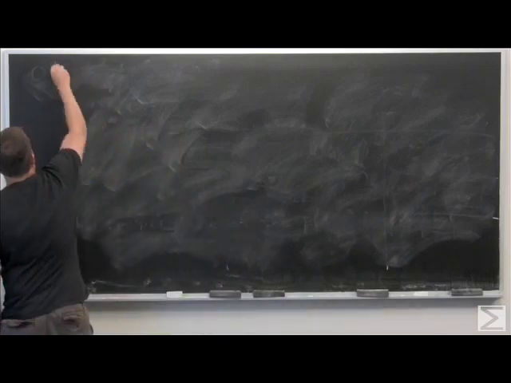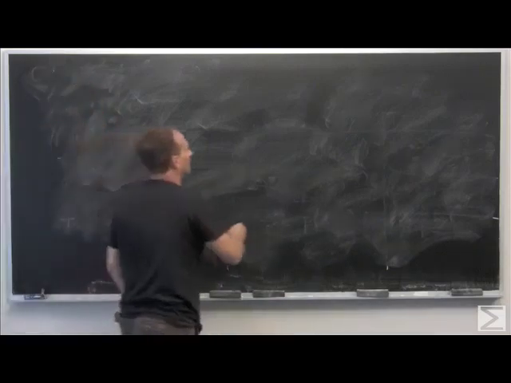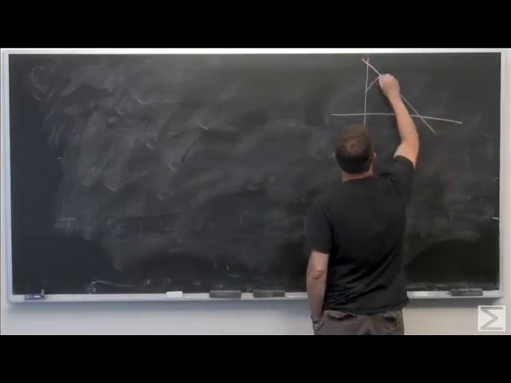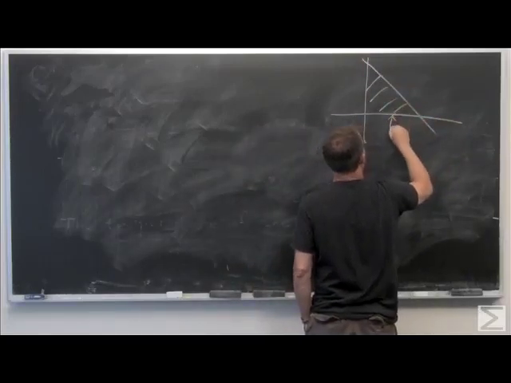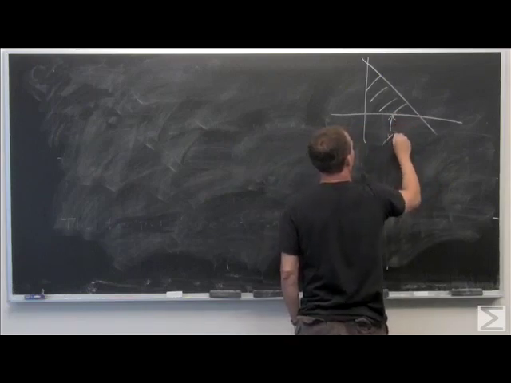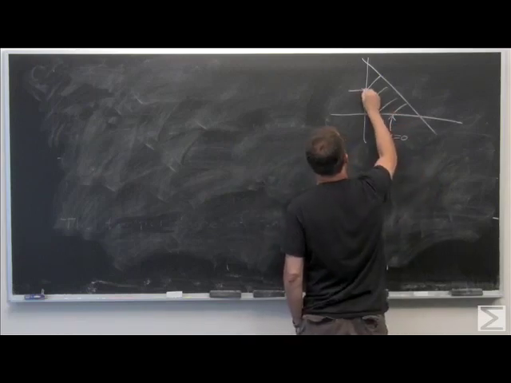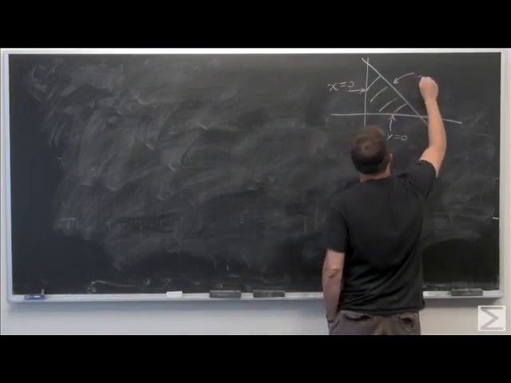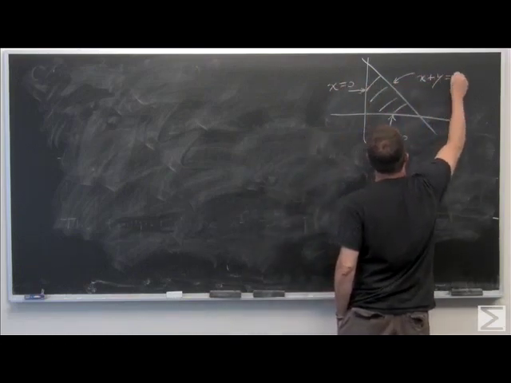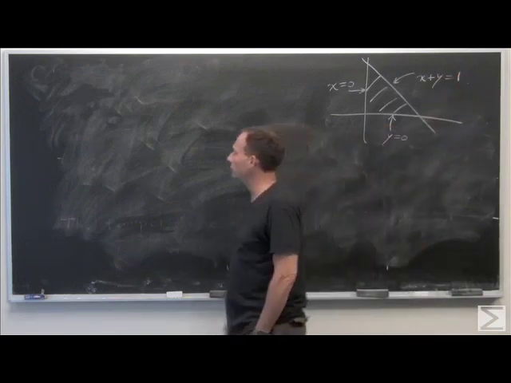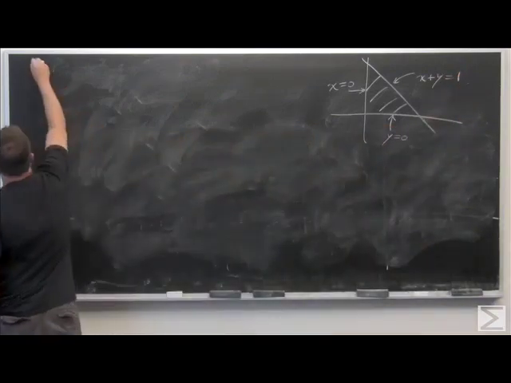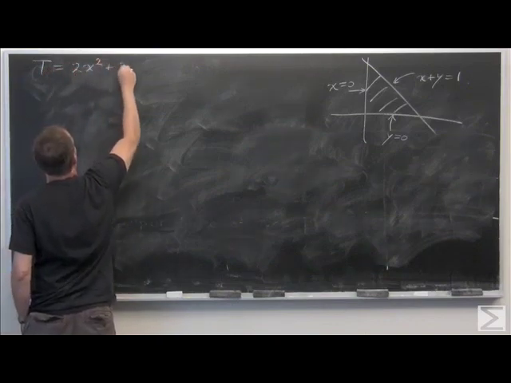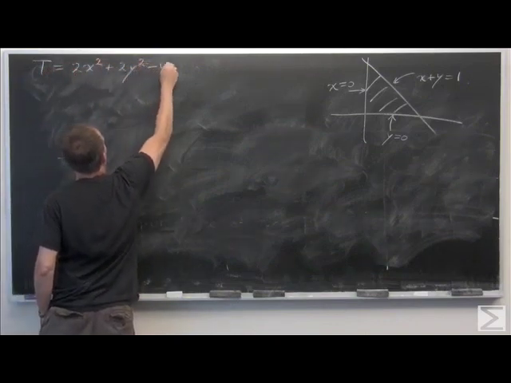So, all right, here we are. Let me draw the region again. I know it's easy, but all right. So this part, the x-axis, is where y is 0. This part, the y-axis, is where x is 0. And this part is where x plus y equals 1. And our function, T, hasn't changed. It's still x squared plus 2 times y squared minus y.